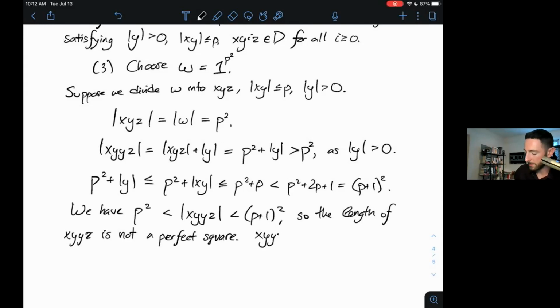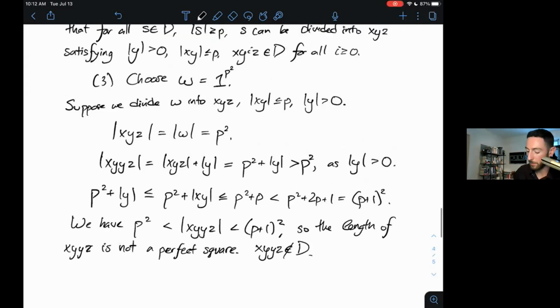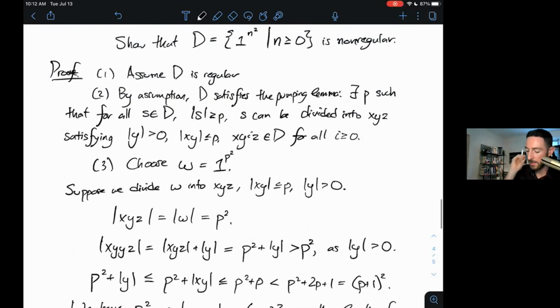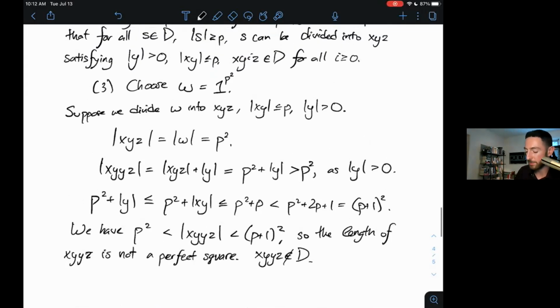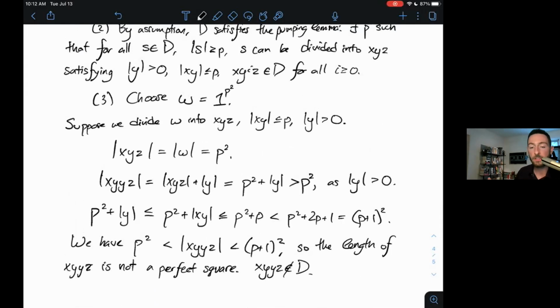Thus, xyyz is not in the language D, because our requirement for being in the language D is that the length of the string was a perfect square. So it's another tricky way of proving a language non-regular that required we use our other assumptions about the length of xy and the length of y.